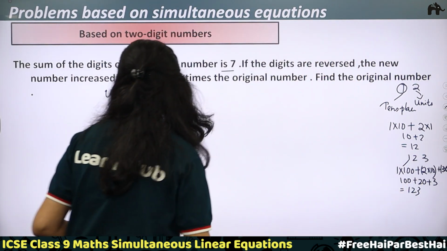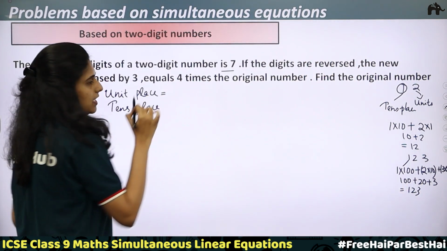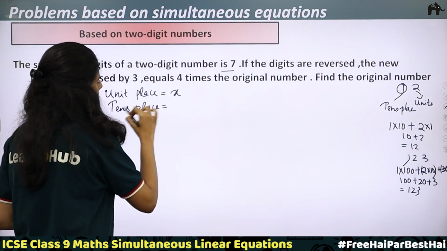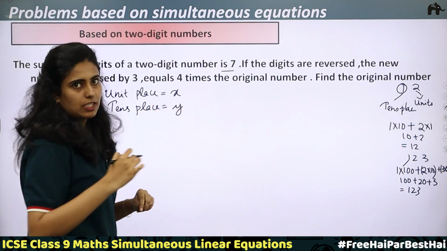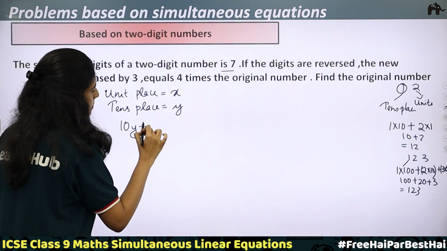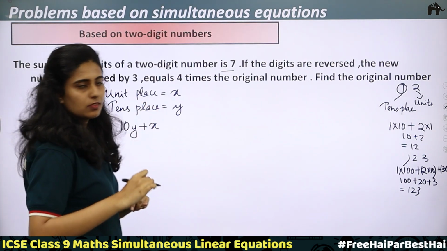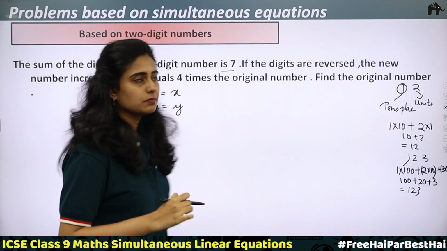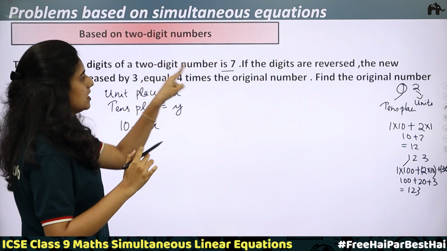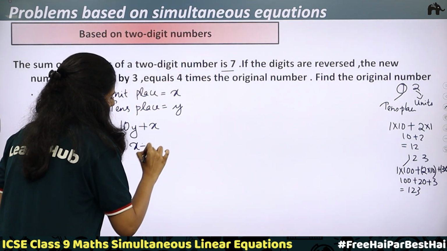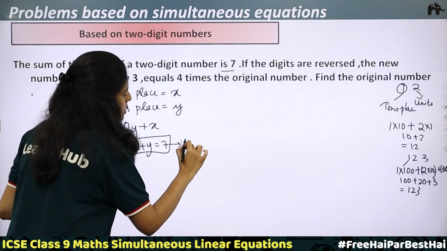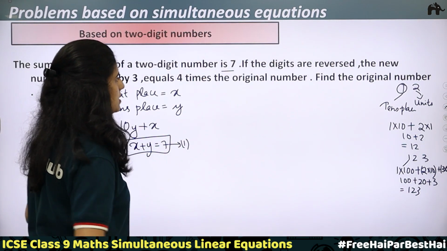Okay. So here we'll take in the units place, let the number be x, and in the tens place let the number be y. Okay. So the number will be 10y plus x. Okay. 10y plus x. Now what is given? The sum of the digits of a 2-digit number is 7, which means x plus y is equal to 7. X and y are the digits of the 2-digit number. So this is the first equation.